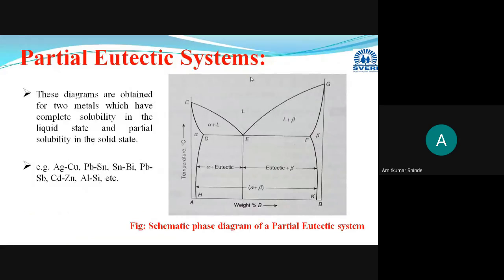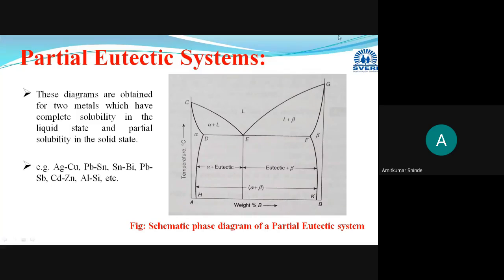Now, this is the partial eutectic system. Before actually starting this, I will explain what is the meaning of partial eutectic system. Here partial eutectic system is obtained for an alloy having two metals in which both the metals are completely soluble in the liquid state.